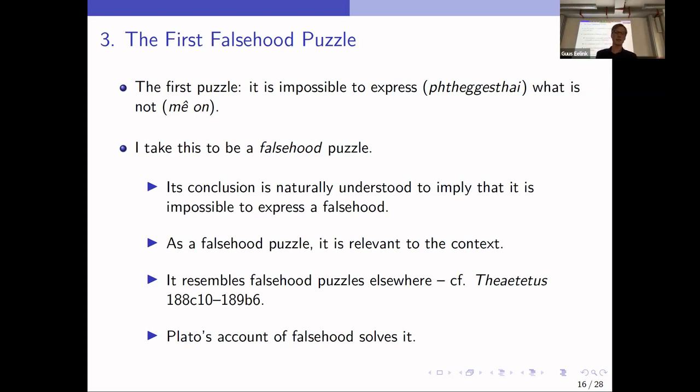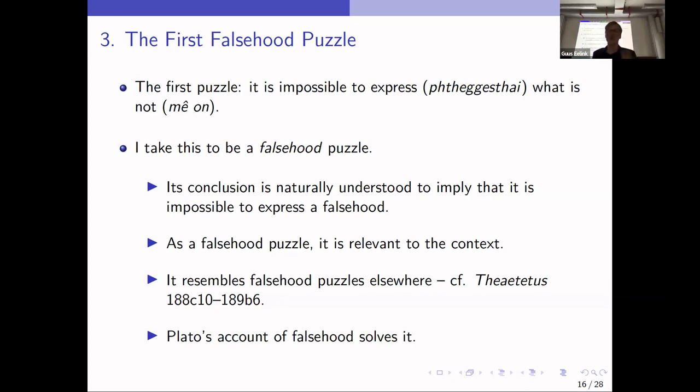And I think that this can be backed up textually. There are parallels that support this reading. So the conclusion can be understood to make the paradoxical claim that it's impossible to express a falsehood. Now, moreover, as a falsehood puzzle, it is relevant to the context, because after all, the reason they go over these arguments is precisely that they want to define the sophist as someone who induces false beliefs by means of appearances. Now, moreover, there's also a striking resemblance with other falsehood puzzles elsewhere in Plato, in particular one in the Theaetetus, which I think also speaks in favor of treating this as a falsehood puzzle.